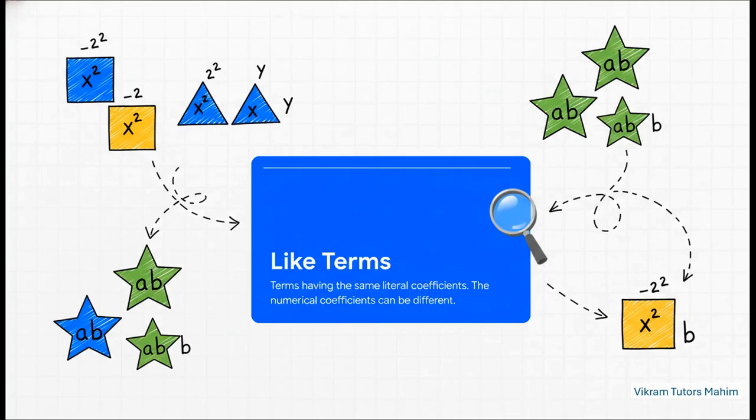And this brings us to probably the single most important rule for adding and subtracting in algebra. I'm serious. If you remember one thing, remember this. You can only combine like terms. What does that mean? It means the terms have to have the exact same variable parts. Same letters, same exponents. The numbers in front, we call those coefficients. They can be totally different. That's fine. But the variable part has to be an exact, perfect match.